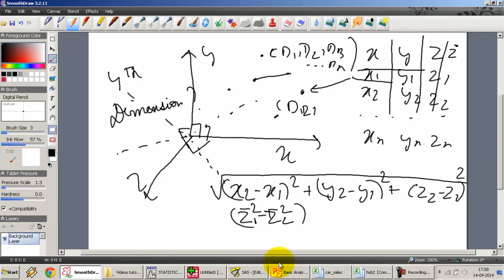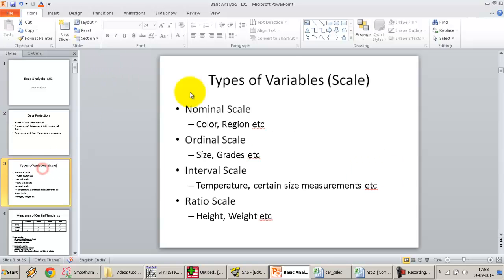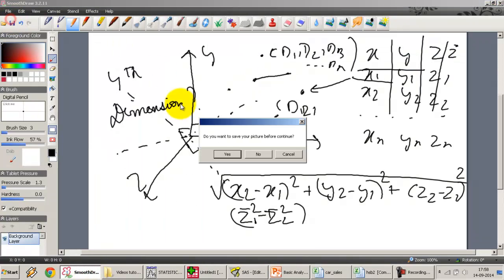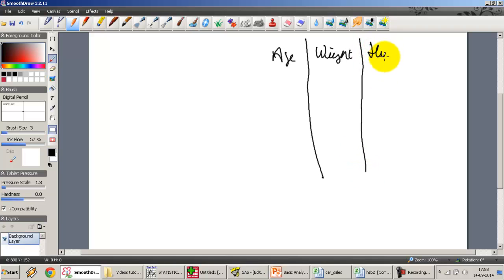We're going to move on to parametric and non-parametric projections, right? For that, we're going to talk about the types of variables that we have. Now all types of variables cannot be projected as dimensions on a particular data set. For example, let's talk about another data set that I have got, a hypothetical data set where I've got age of the person, weight of the person, height of the person, and finally name of the person.